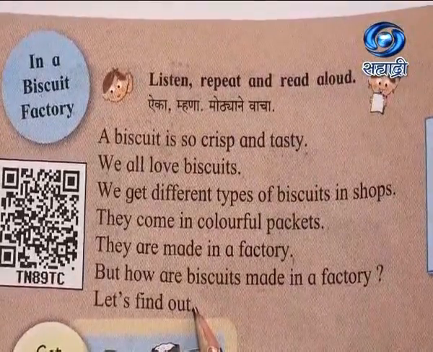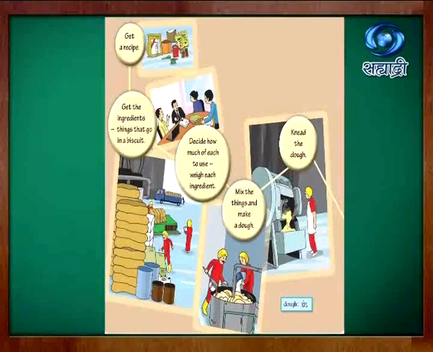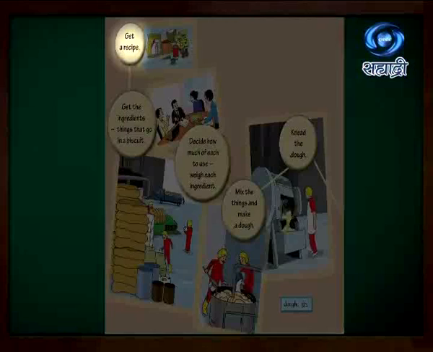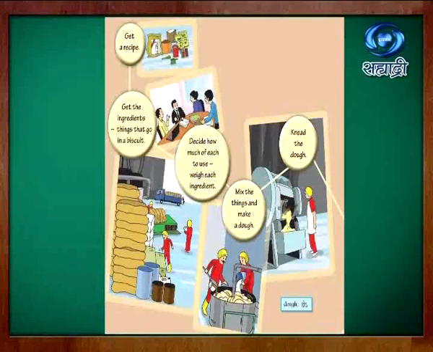The very first step is get a recipe. Children, do you see any of the new words that we learned in this step? Yes. Recipe. Recipe is the method of making a food item.